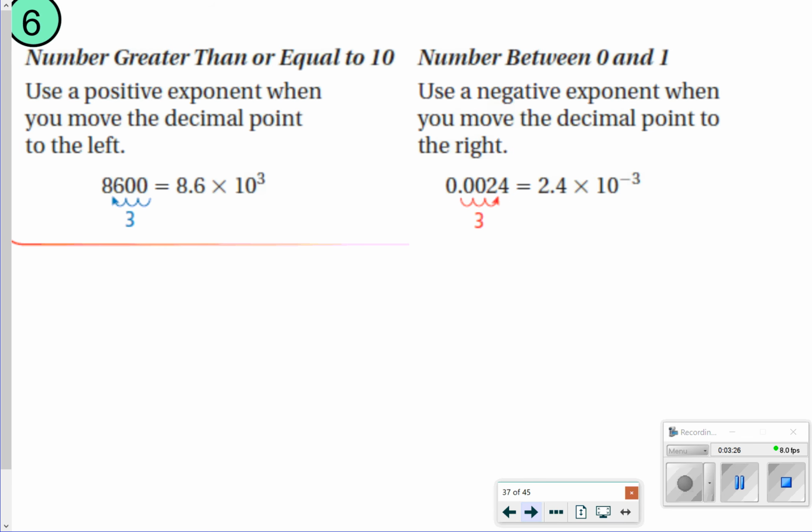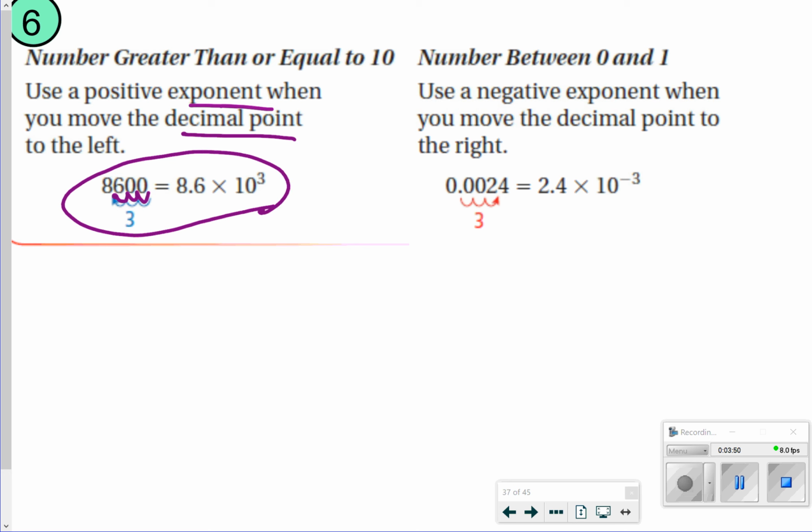The next part we're going to talk about is how to write numbers in scientific notation. If the number is greater than or equal to 10, you're using a positive exponent to show how many times you move your decimal point. So if I have 8,600, my decimal would need to go between the 8 and the 6, and that would be 1, 2, 3 spaces. So that would be a positive 3, so 8.6 times 10 to the 3 would be my answer.